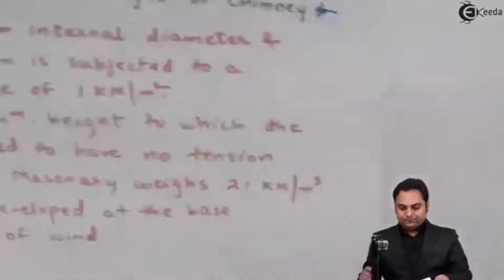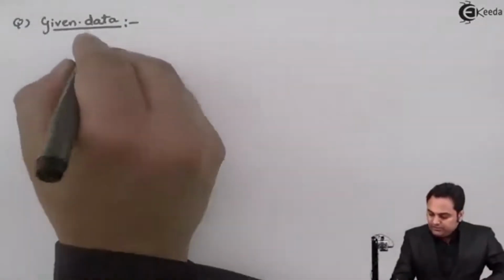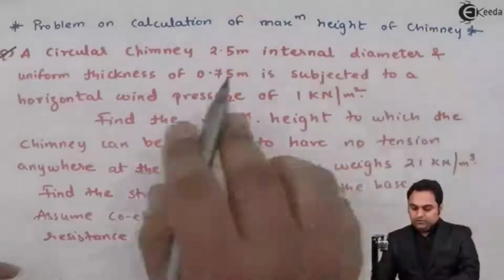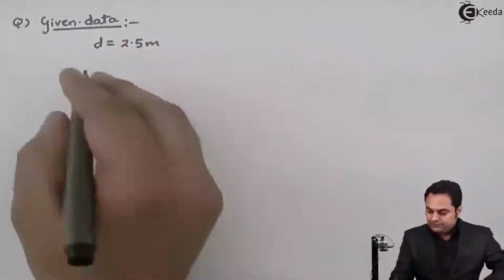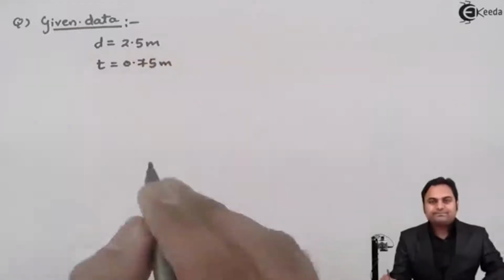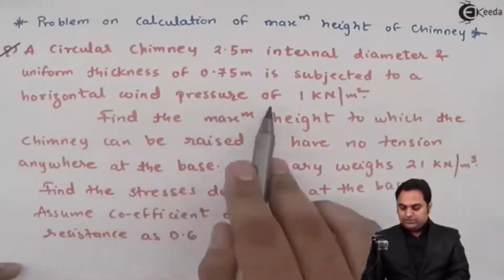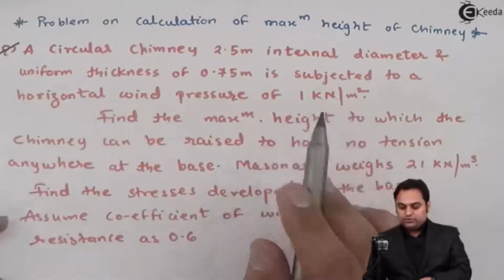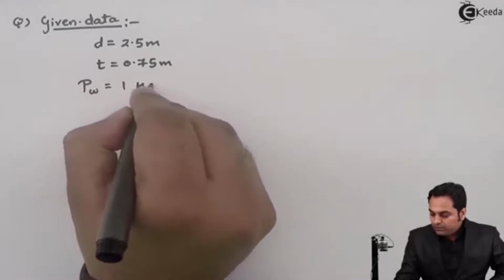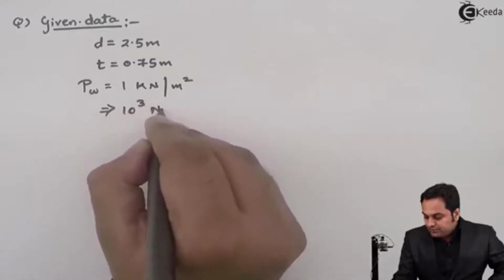Here it is given that there is a circular chimney, 2.5 meter internal diameter. So internal diameter is denoted by small d and uniform thickness of 0.75 meter. So the thickness is taken as t, 0.75 meter. Then it is subjected to a horizontal wind pressure of 1 kilonewton per meter square. Wind pressure, I'll denote it as P suffix W, 1 kilonewton per meter square. So it is 10 raised to 3 Newton per meter square.